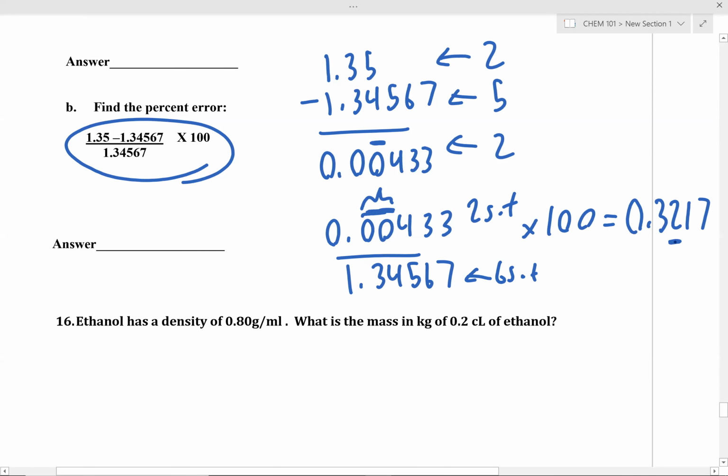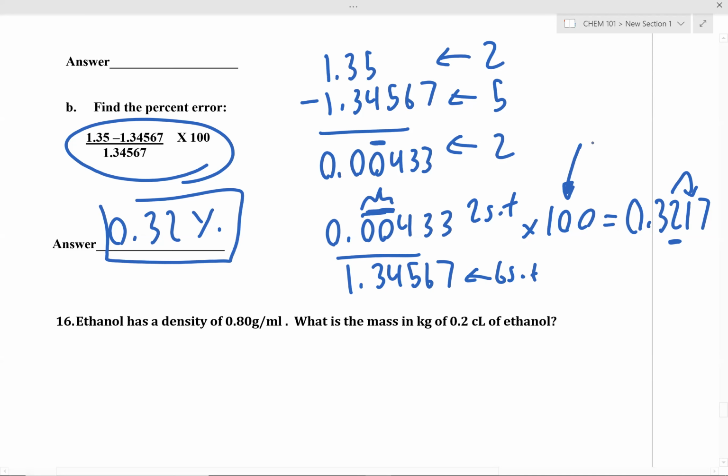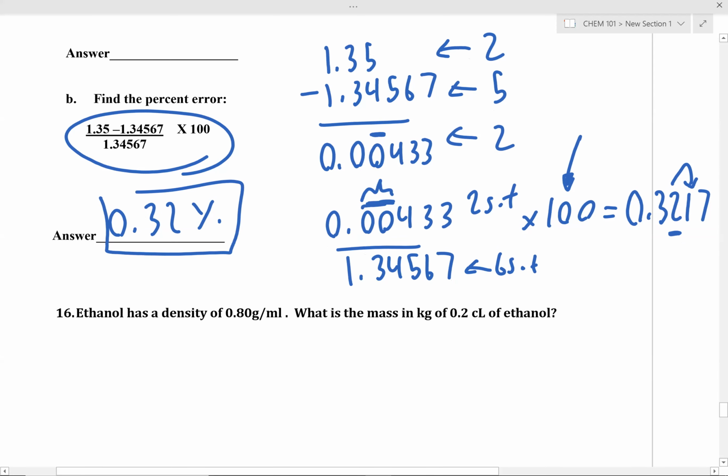0.3217. If we need to round to 2 sig figs, we look to the right. Do we round up or down? Down. That gives us 0.32%. Now, for those asking, why doesn't this 100 cause problems? What type of number is this 100? Exact. So numbers as part of formulas and conversion factors are considered exact, same as numbers derived from counting. Does that make sense to everyone? Okay, let's keep going now.